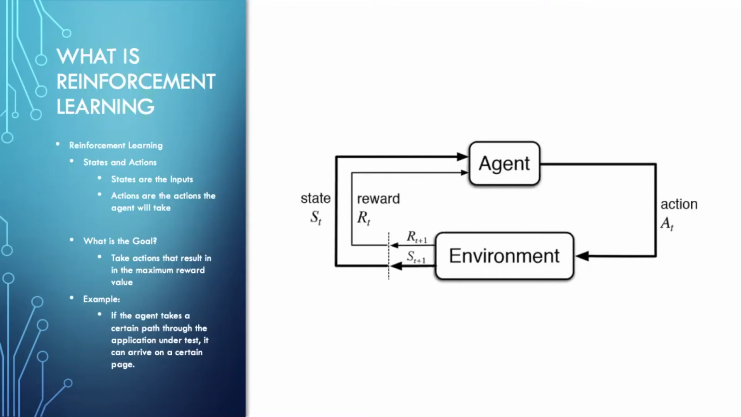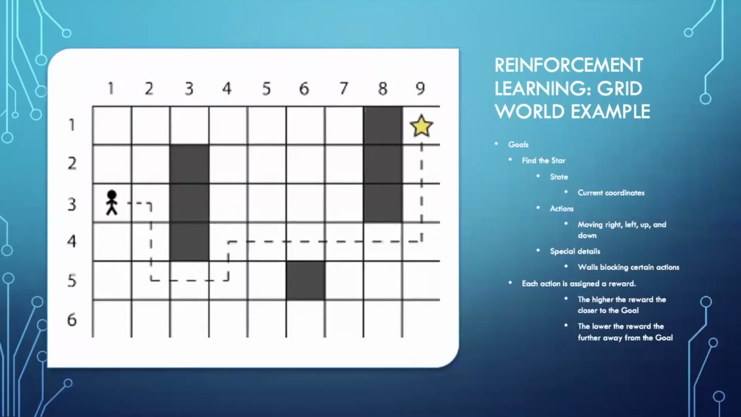So for example, if the agent takes a certain path through the application under test, it can arrive on a certain page. So we're going to take a look at the grid world example. The goal here is to find the star. So we have our agent that's currently in coordinates 3, 1, and we need to find the star, which is currently in coordinates 1, 9. When I'm talking about state in this example, I'm talking about what the agent's current state is, or what the agent's current coordinates are. And the actions available to that agent would be moving right, left, up, and down.